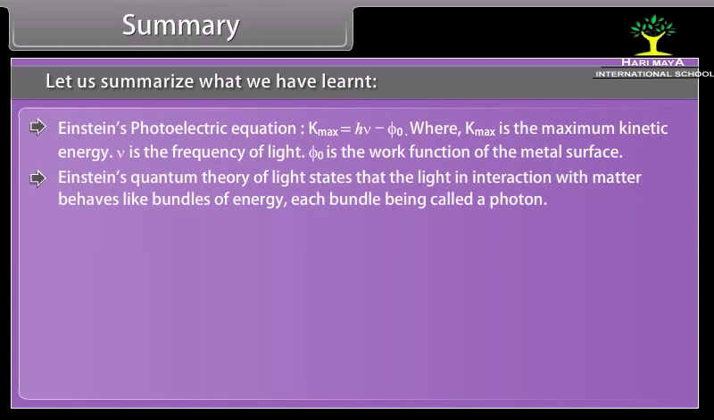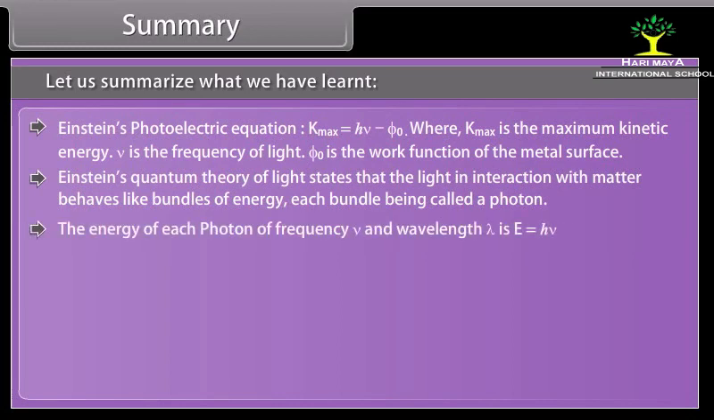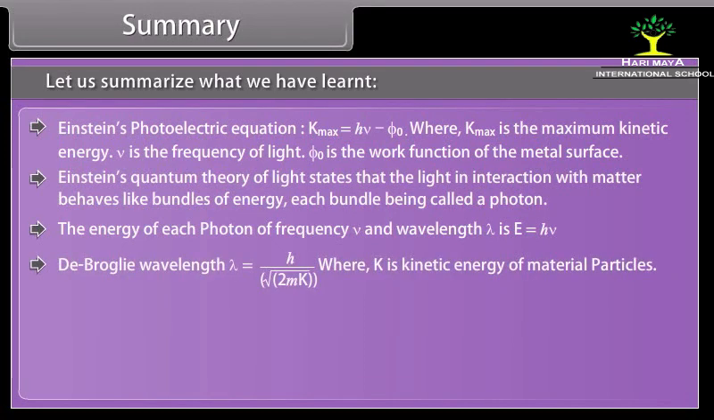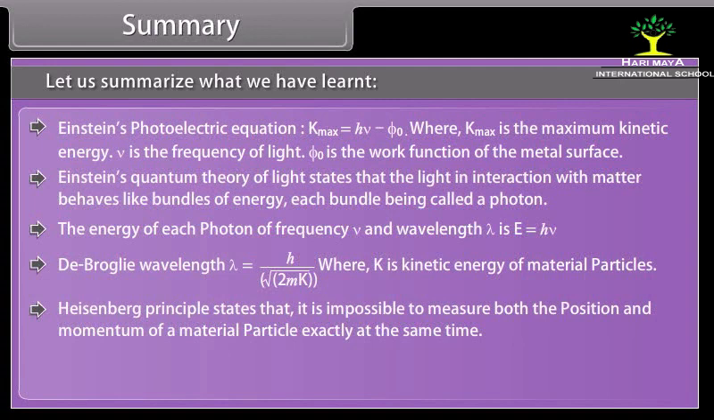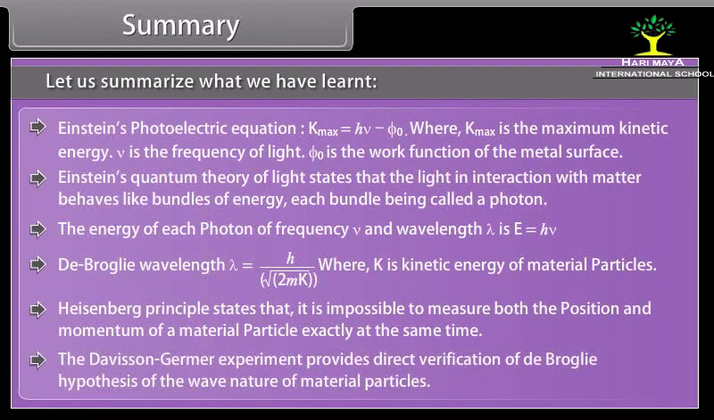Einstein's quantum theory of light states that light in interaction with matter behaves like bundles of energy, each bundle being called a photon. The energy of each photon of frequency nu and wavelength lambda is E = h nu. The de Broglie wavelength lambda = h/square root of 2mK, where K is the kinetic energy of material particles. The Heisenberg principle states that it is impossible to measure both the position and momentum of a material particle exactly at the same time. The Davisson Germer experiment provides direct verification of the de Broglie hypothesis of the wave nature of material particles.